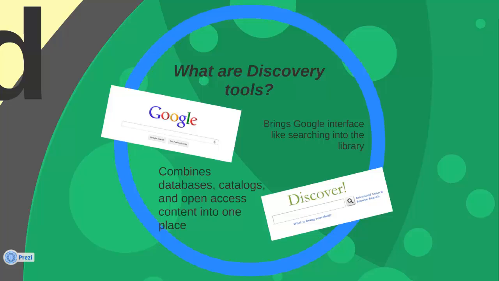More and more people have a desire for a library search process that more closely aligns with what they experience on Google. They want the one-box search. Discovery services try and provide this by combining search results from all of the library's databases, the catalog, and even open access content into one place.